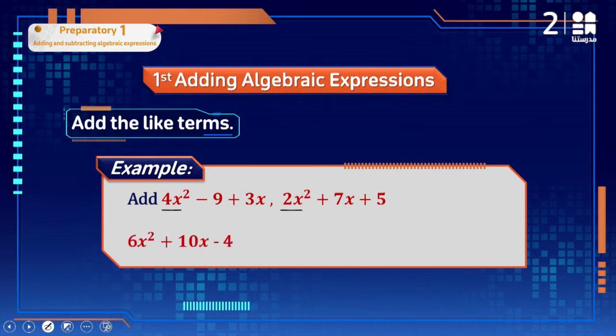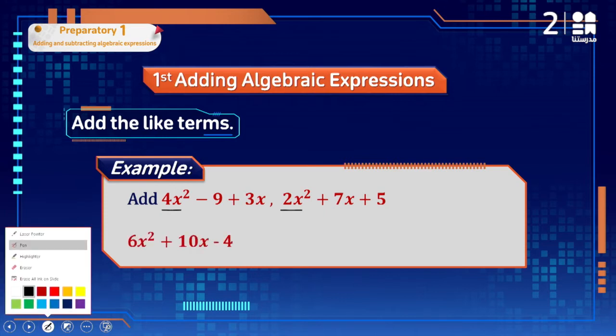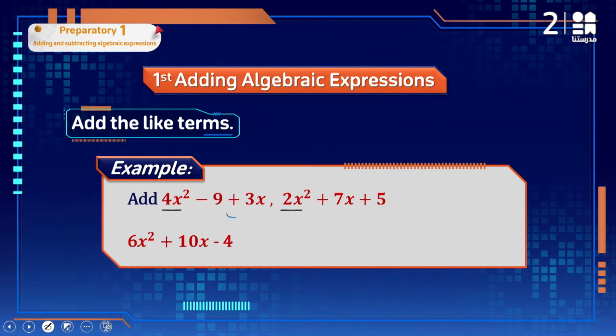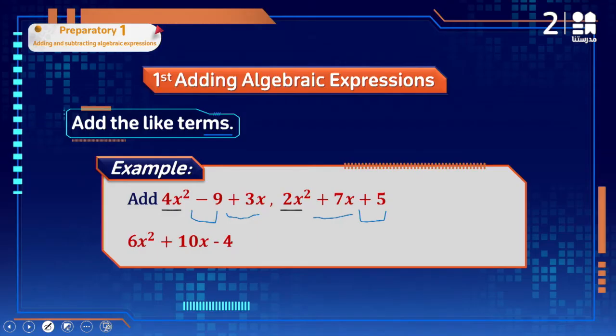The second, we are going to underline 3x and 7x. 3x plus 7x is 10x. And the last one is for the constants, which are -9 and +5. Here we have integers with different signs, so put the sign of the bigger, then subtract. -9 and 5. 9 is the greater number, so the sum is negative with 4. So -4.